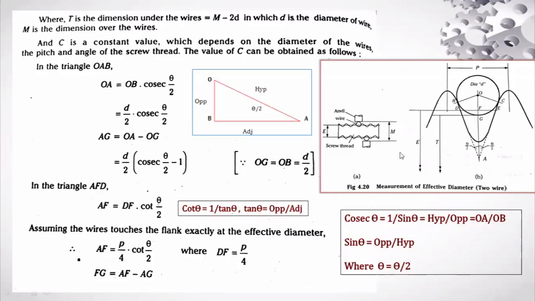Presented as P by 4. See, nearly it is 4 times. From here to here, 1. From here to here, half of it. From here to here is another one. From here to here, another one.